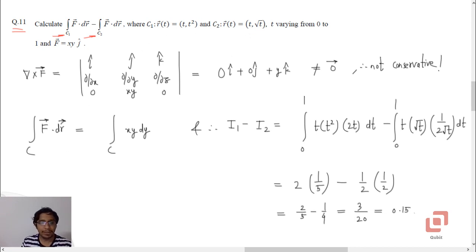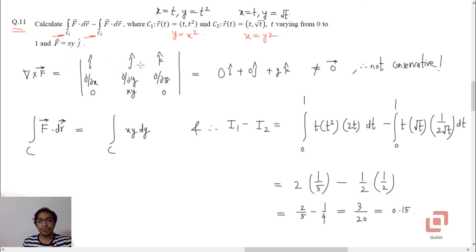and C2 is another curve defined by the parameterization t comma root t. So without any hesitation I can say that for the first one, x is t and y is t squared, so y equals x squared. And the second curve is x equal to y squared, because we usually write x first and then y. So if x is t and y is root t, clearly t is the square of root t, so x is the square of y, t varying from 0 to 1, and f bar is xy j cap.